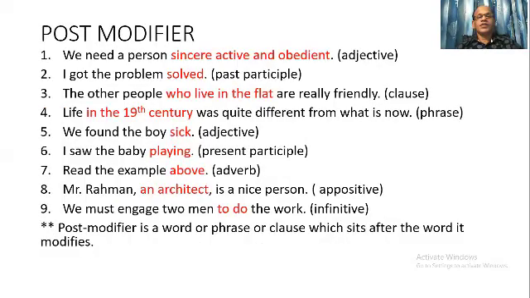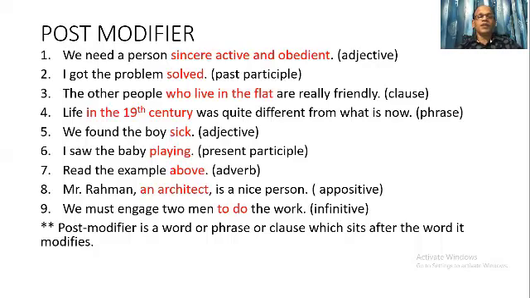Look at this. There are some examples. In the examples, you can see the words in red ink. They are post-modifiers. Post means after. They are the modifiers in writing. They modify, they qualify the noun just before them. So the noun is in front of them, before them, and the modifier is after the noun. Let us examine the examples.